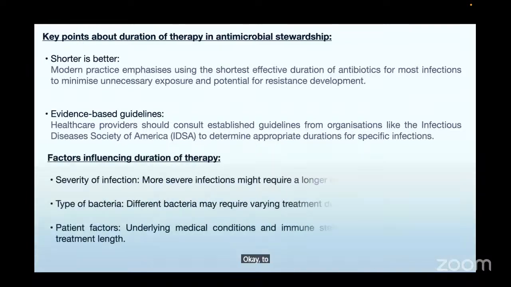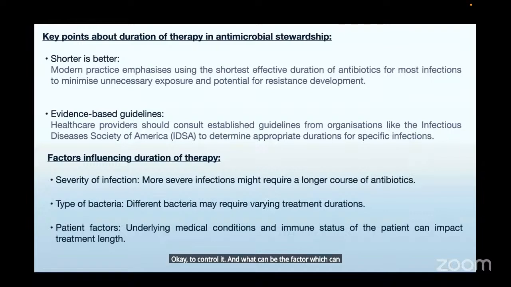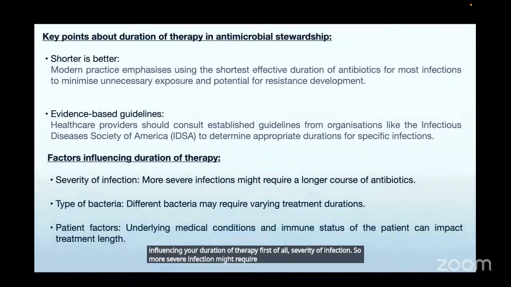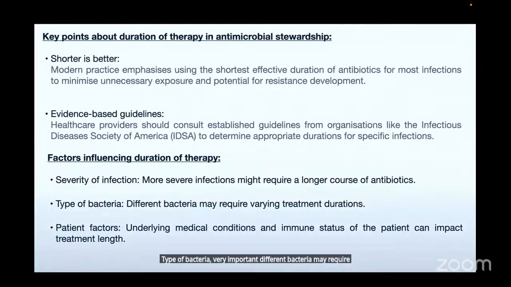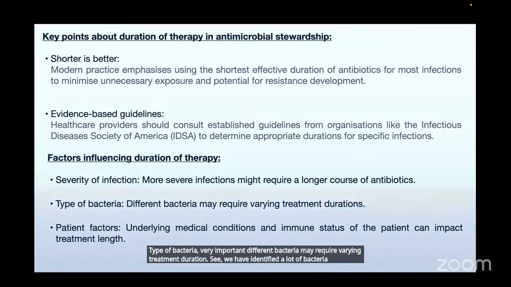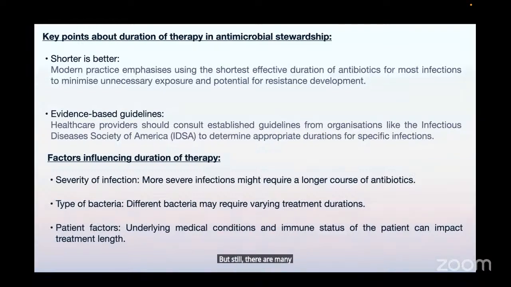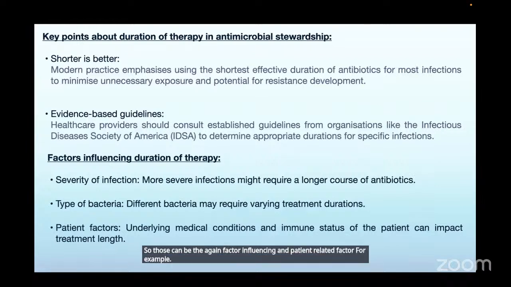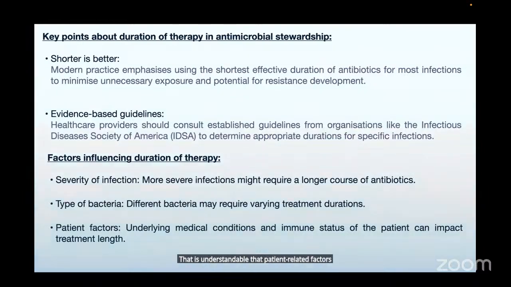And what can be the factors which can be influencing your duration of therapy? First of all, severity of infection. So a more severe infection might require a larger course of antibiotics, okay, without a doubt. Type of bacteria, very important. Different bacteria may require varying treatment durations. See, we have identified a lot of bacteria in the recent world, but there are still many to be discovered. So those can again be a factor influencing it. And patient-related factors, for example, underlying concurrent medical conditions and immune status of the patient, can impact the treatment length. That is understandable, that patient-related factors are also there to influence it. So those are the key points and the factors influencing it.